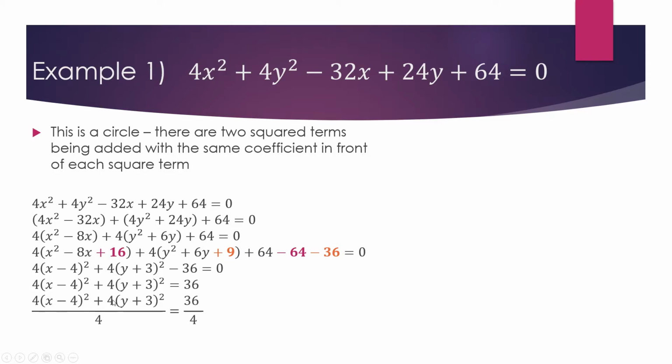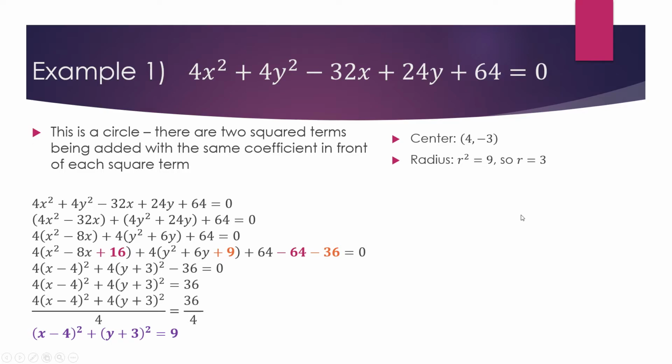On this side, the 4s are going to cancel out. On this side, 36 divided by 4 gives us 9. So we end up with the quantity x minus 4 squared plus the quantity y plus 3 squared is equal to 9. Here's the equation of our circle in standard form. So looking at that, we know our center is at positive 4, negative 3. Our radius r squared is equal to 9, so that means r is equal to 3.